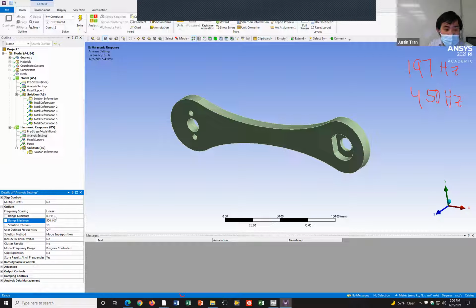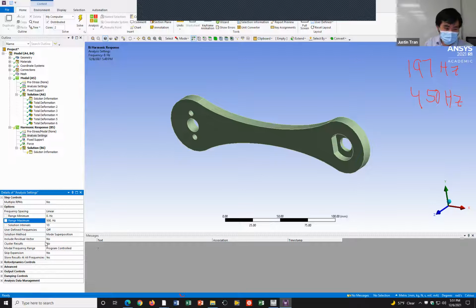Okay. And so, of course, you can set the minimum here as well. But 0 hertz is actually pretty useful, because 0 hertz tells you what the static response is going to be like. Okay. And so I'll just leave the minimum at 0. Okay. But I chose 500 to be the maximum here because, if we look at the modal analysis, the highest natural frequency that we're going to be looking at is 450. And so we want to make sure that we capture that in our harmonic response. And so that's why I set the upper bound here to 500.